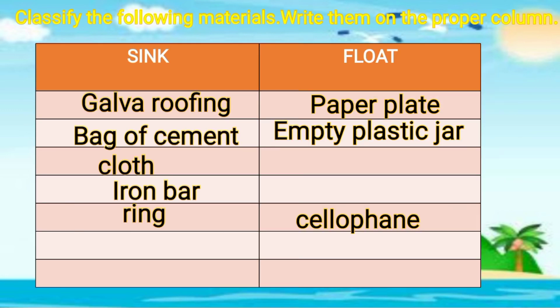Now let's check if you got the answers. This is the correct answer. The materials that sink are Galva roofing, bag of cement, cloth, iron bar, and ring. While in the column of float, we have paper plate, empty plastic jar, and cellophane.